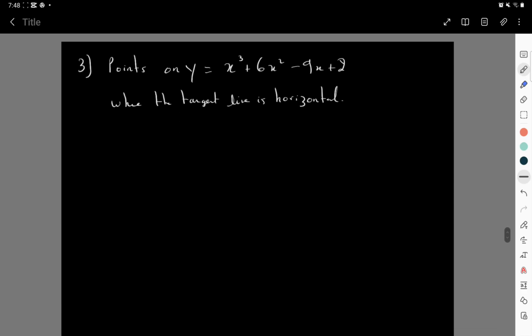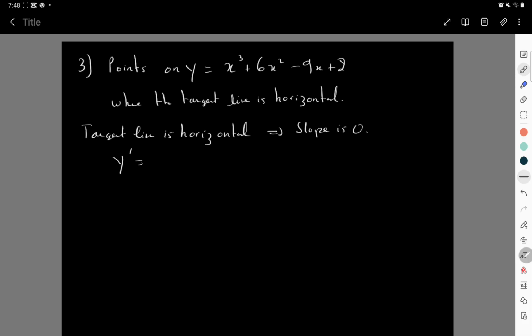Okay, so what is y prime? The tangent line is horizontal. It means that the slope is 0. So what do I have to compute? I have to compute y prime and set it equal to 0. So it's 3x squared plus 12x minus 9 is equal to 0. I can simplify by 3. It's x squared plus 4x minus 3 is equal to 0. We can factor that. Let's see if we can factor.